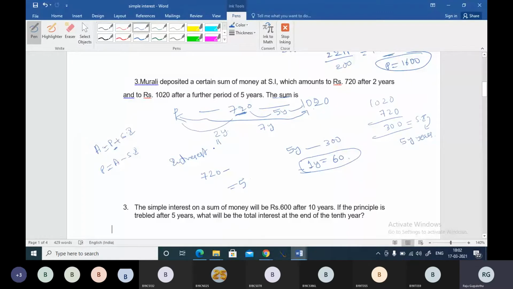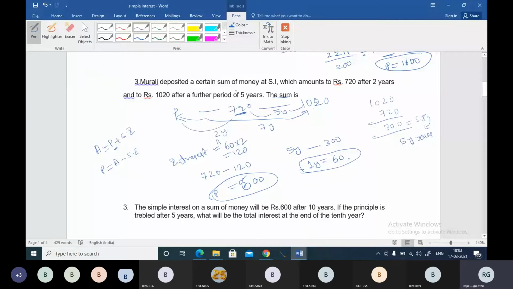Now here, 2 years simple interest will be 60 into 2, that is 120. So 720 is the amount, minus 120 will give you 600 rupees. This is the principal. This will be correct. I hope you understood this.